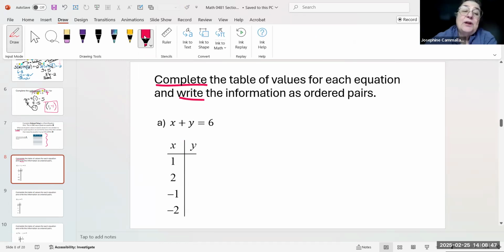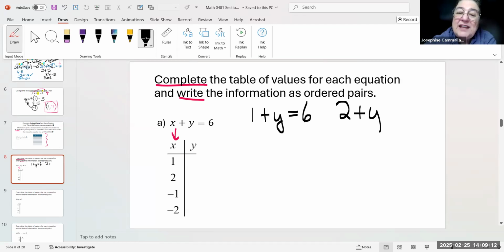Okay, now this is what I do. I have this X value, and I have 4 of them. So what I do is, now this is just me, I write the equation 4 times. But every time I write the equation, I change the value of X.